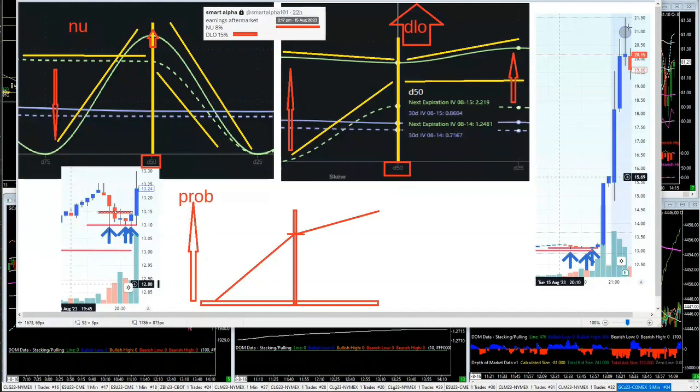But they don't do intraday skews. They only do end-of-day skews. So you can obviously make your choices about what you like. But barchart is free.